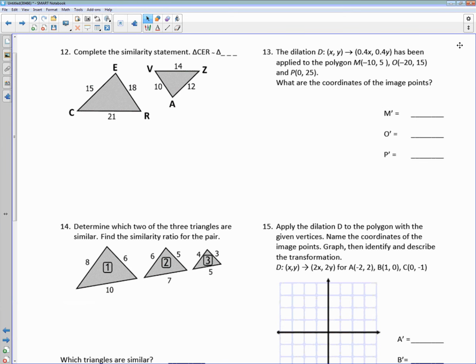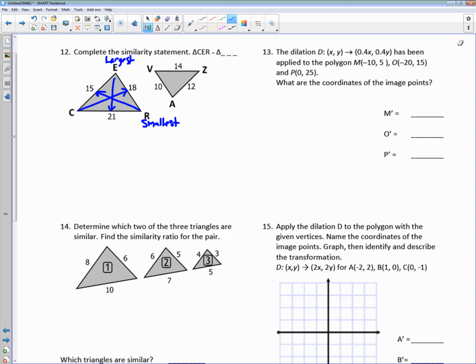12 through 15, we're talking about similar triangles and some similarity transformations. In number 12, they want to complete the similarity statement. Now, this is all about the order. Over here, if I'm going CER, C refers to the middle sized angle. E is going to be the longest, it's across from the longest side, so it's the largest. And then R is the smallest angle because it's across from the shortest side.